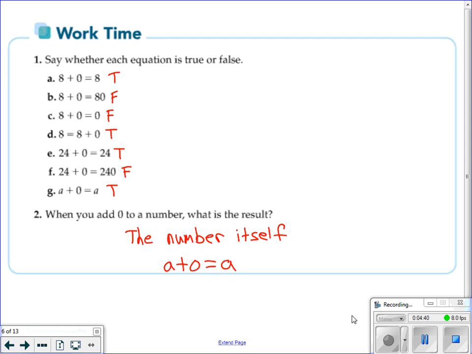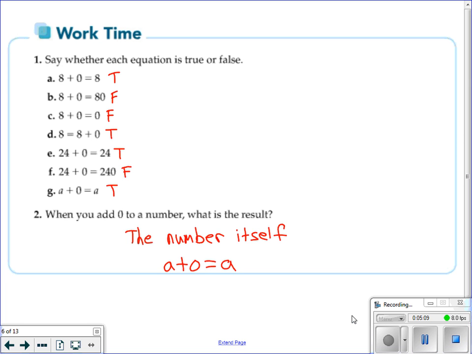All right, so looking at number 1 here real quick, just looking at A, 8 plus 0 equals 8. Well, you know that's true. That's something you've done for a long time. If you look at B, it says 8 plus 0 is 80. Well, that's false, because we already know that 8 plus 0 is 8, not 80. So that gives us a false statement. Okay, so as you can see, I've gone through and labeled them as true and false.